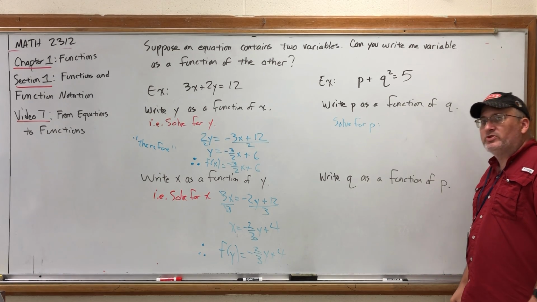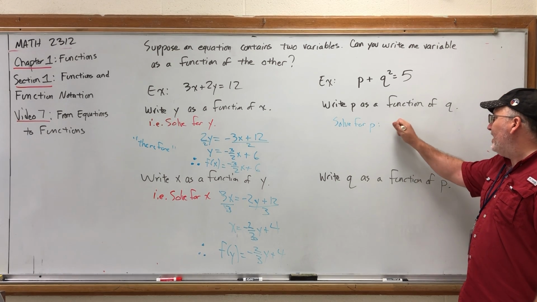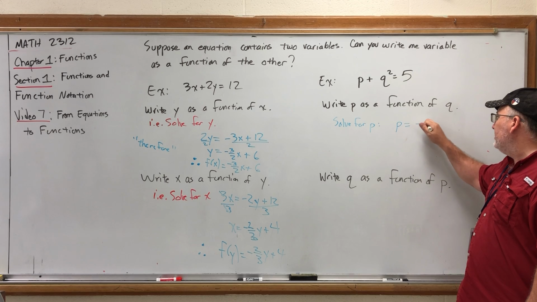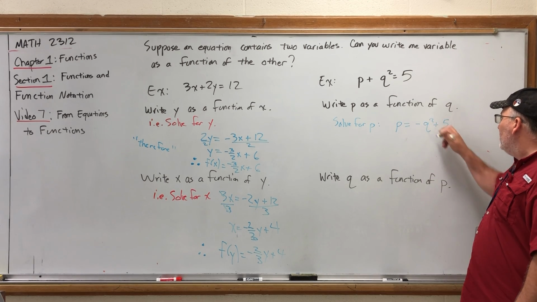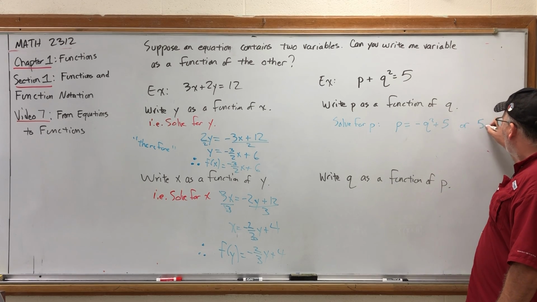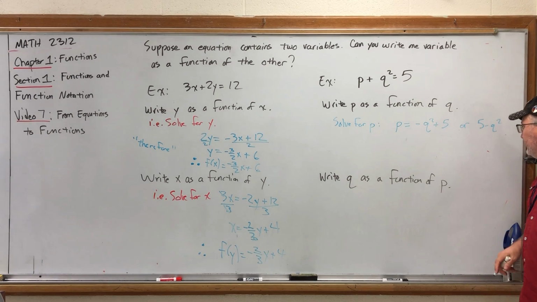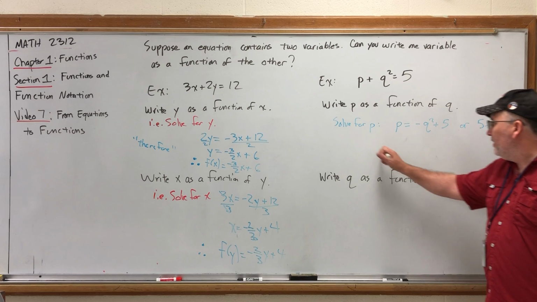All I would have to do is subtract the q squared to the other side, and we would get p equals negative q squared plus 5. Or you could write 5 minus q squared, whichever one looks prettier to you. And tomato, tomato, whichever one floats your boat.